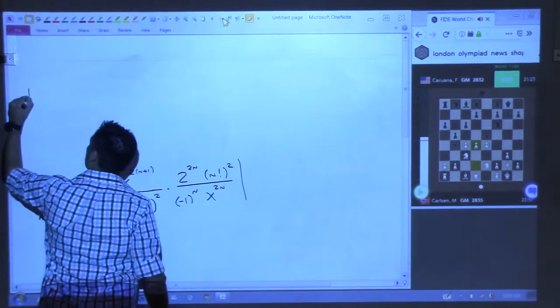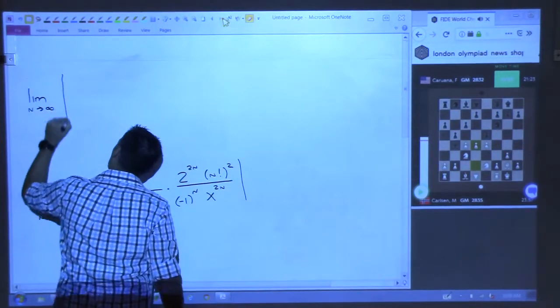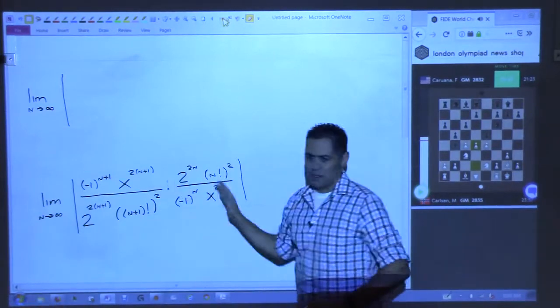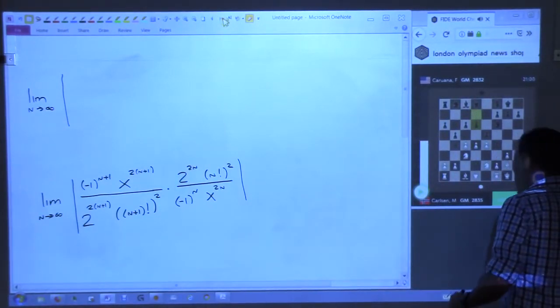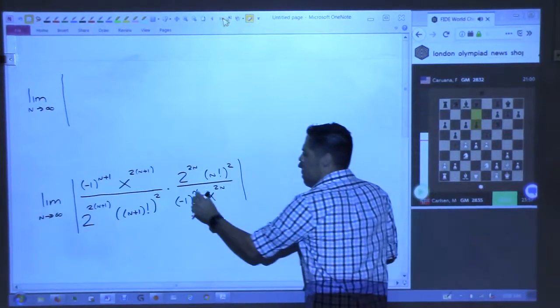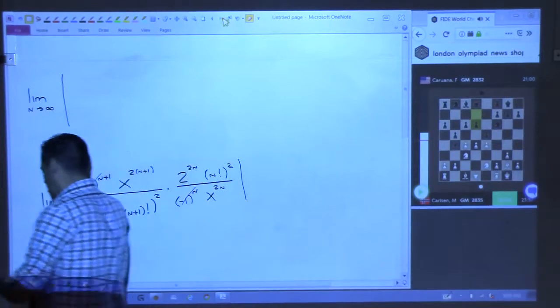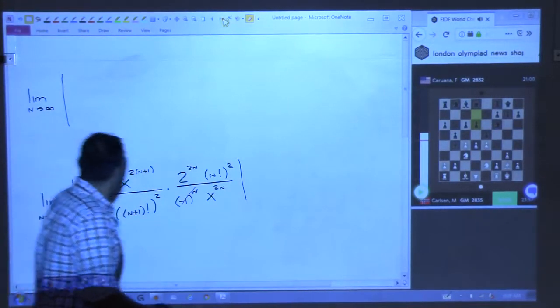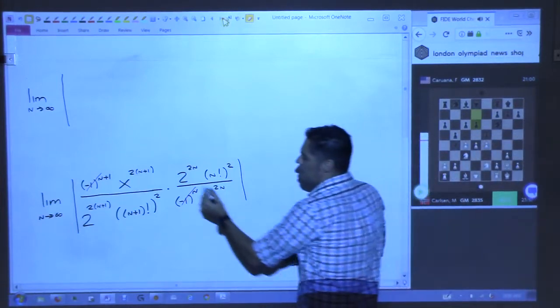All right, limit n goes to infinity. The whole idea here is that we want things to start to cancel. So let's get rid of the negative 1 to the n's first, right? These are gone. And this is that really good red marker that doesn't erase very well. Okay, those are gone.